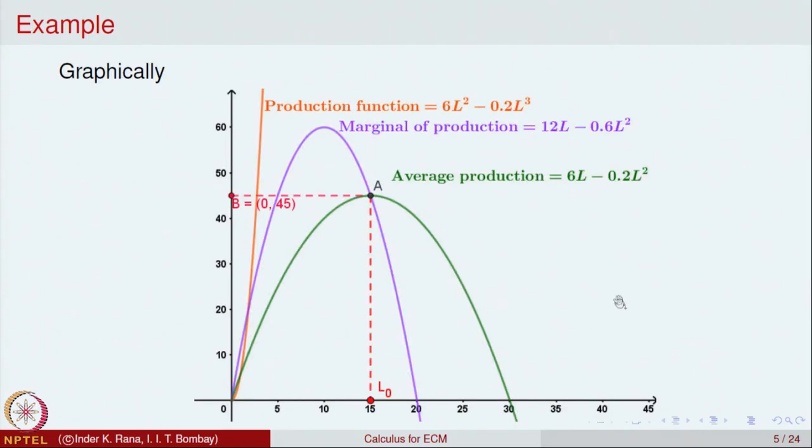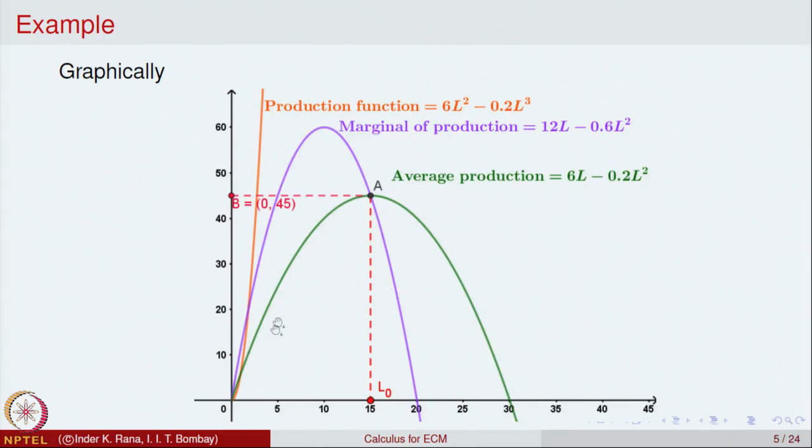Graphically, this can be shown as follows. This green graph is the average production, that is 6 L minus 0.2 L square, and this blue violet graph is the marginal production, that is 12 L minus 0.6 L square. The production function, 6 L square minus 0.2 L cube, is the red one, which is not completely shown here. All the graphs are greater than 0 because labor is always going to be positive; if there is no labor, no workers, no production will be there.